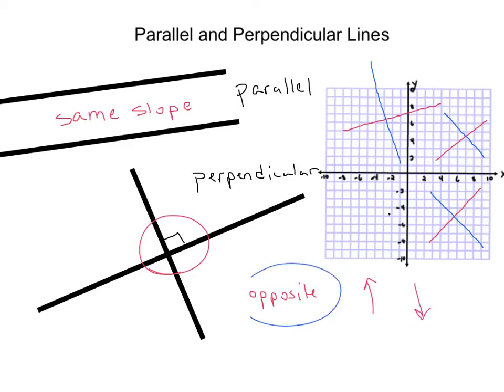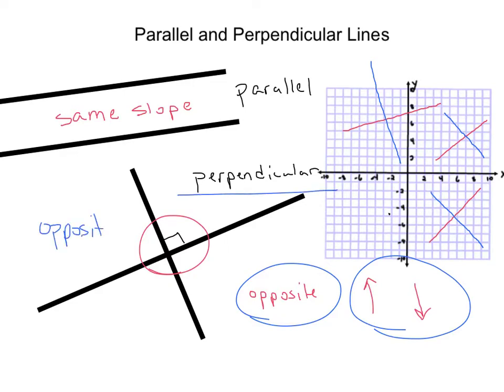So there's our two things. One's positive and one's negative, or one's increasing while the other is decreasing. Well, the way this works out is that perpendicular slopes are opposites and reciprocals.